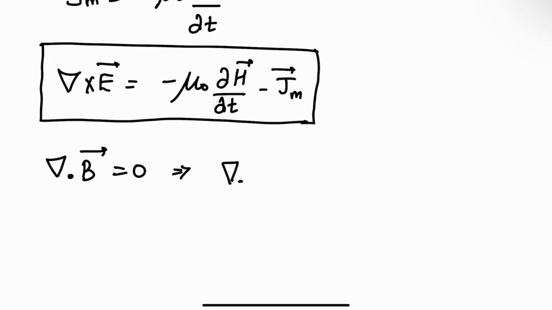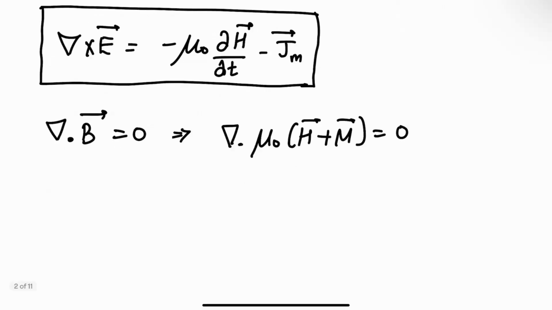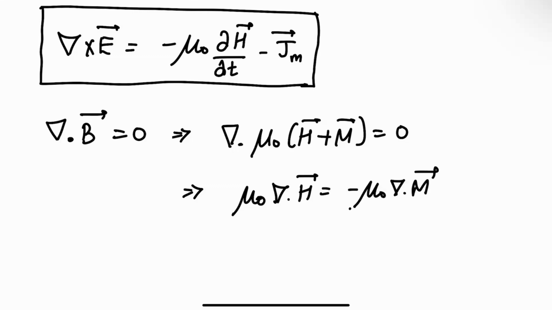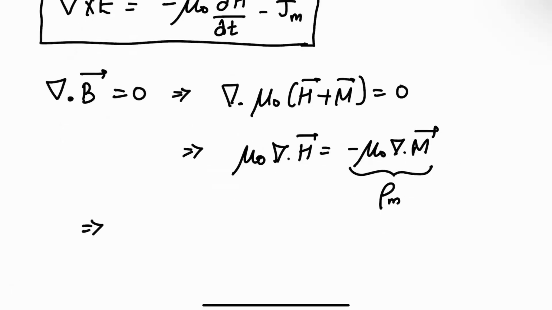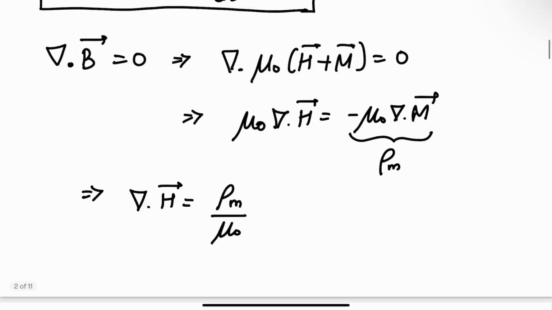I can write this as divergence of mu naught times (H plus M), which is 0. So I can rewrite this as mu naught times divergence of H equal to minus mu naught times divergence of M, and this I can write as rho M. It's an equivalent magnetic charge. That gives me divergence of H equal to rho M over mu naught.